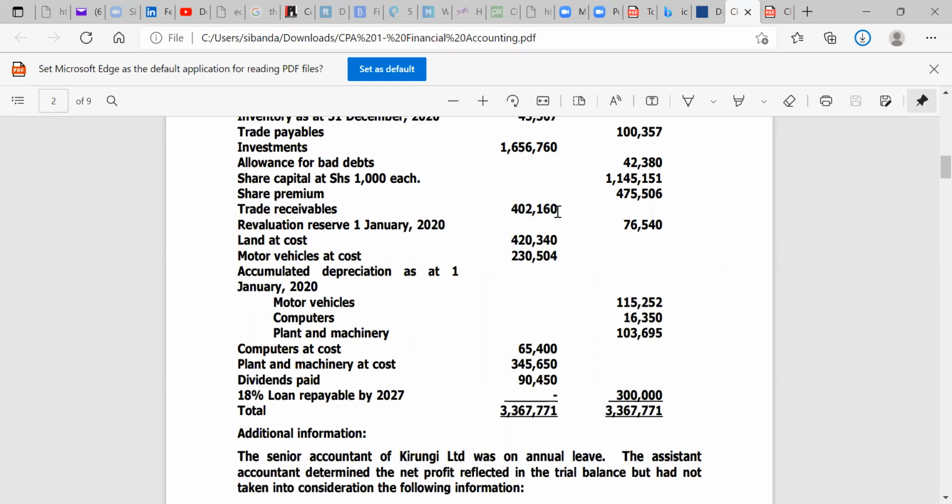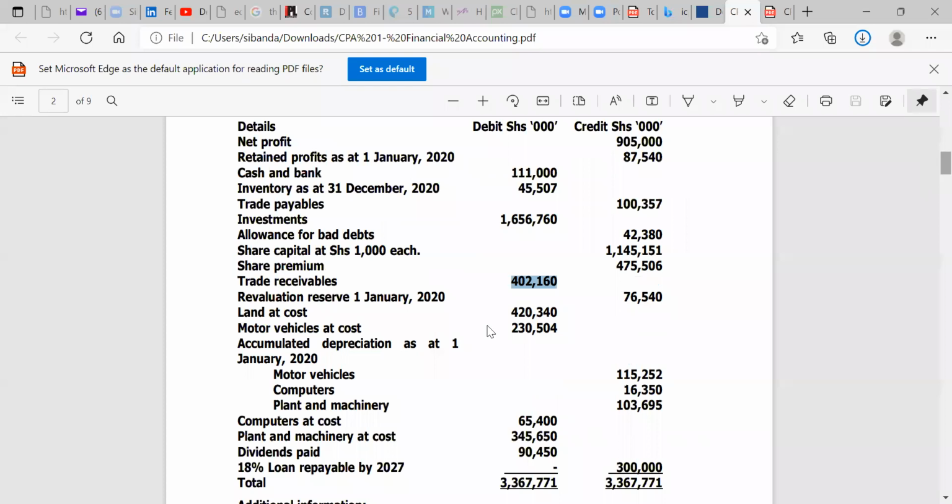So trade receivables is another item. Trade receivables are assets, and they are current assets. Trade receivables is another word for debtors. And what we mean by debtors here are people that you've sold to on credit. So they have given us this figure, and it's not surprising that it's on the debit side because trade receivables are assets, and assets have a normal debit balance. So that's why we are seeing it here.